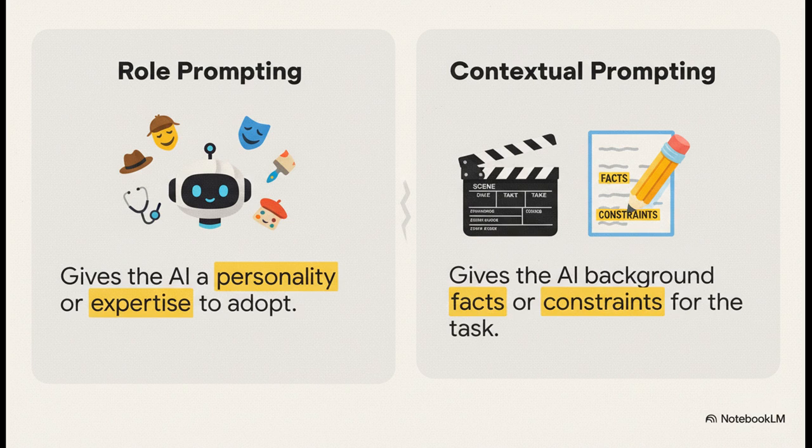First off, let's clear something up, because these 2 ideas are powerful, but people mix them up all the time. Role prompting is about giving the AI a persona. Who should it be? Contextual prompting is about giving it information. What does it need to know? Think of it this way. One is the character, the other is the script.